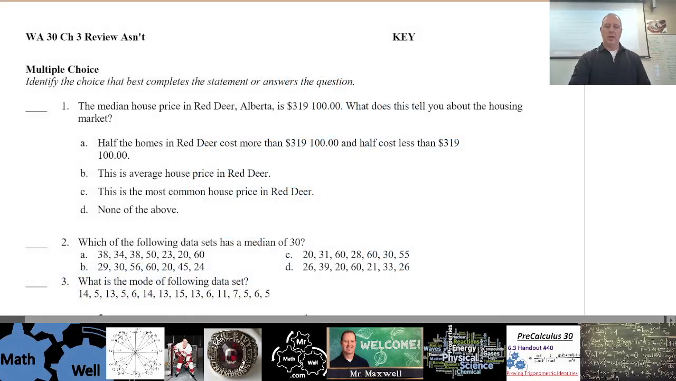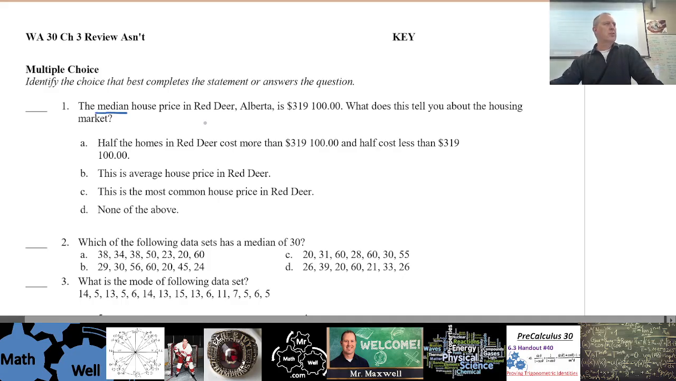Okay, so this is a chapter 3 review assignment. So let's take a look at number 1. The median house price in Red Deer, Alberta is $319,100. Okay, what does that mean?